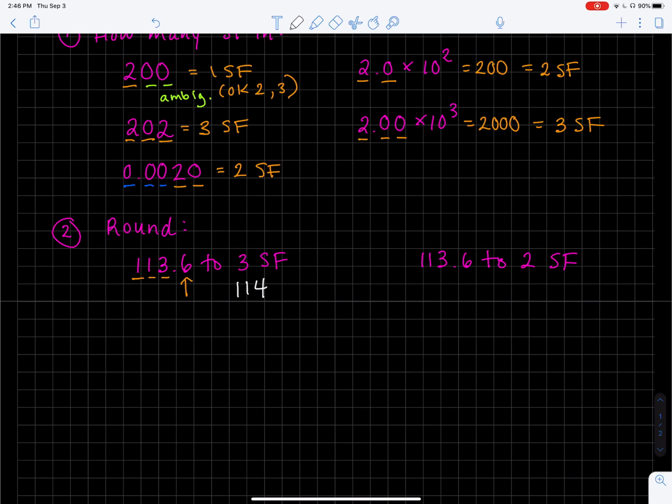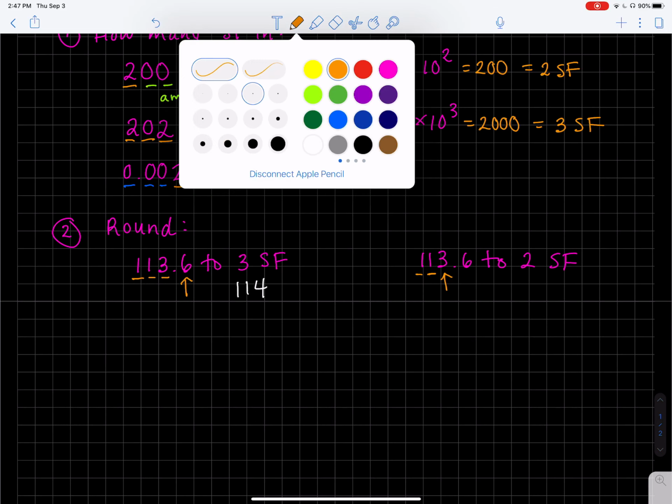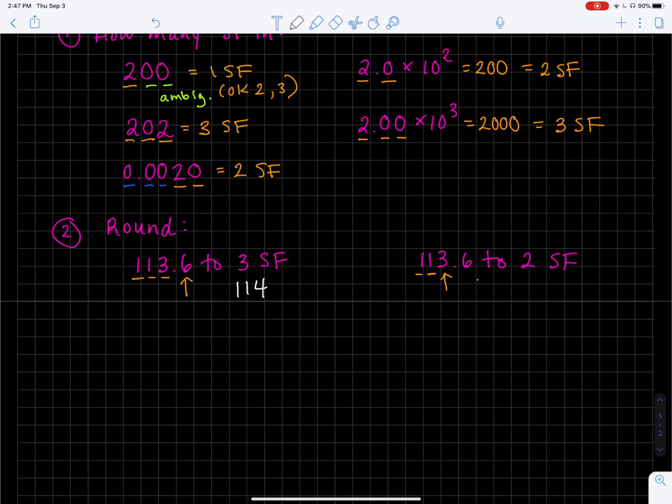Now over here, I've asked you to round the same number to 2 sig figs. So now I'm only going to want to be left with significant digits there. So I look to this number, which is a 3, and that tells me to round down. So my answer is 110. So I get 2 different numbers when I round to different sig figs.